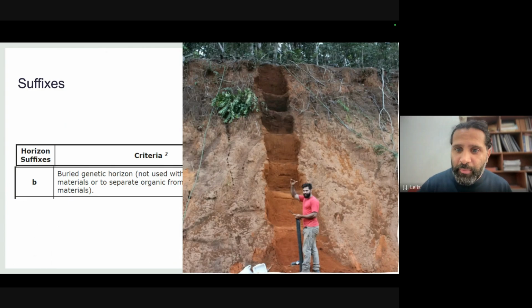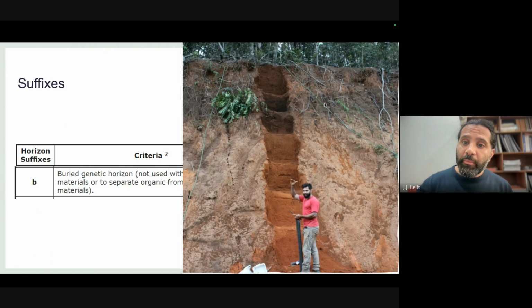And this photo will be much easier. In the past, I described this soil profile, and you can see very, very easily here a darker color than the surface. So this is a buried horizon. It is a buried A horizon. So in this case, I will use the capital A, and the B as a suffix. The AB in this case means that this dark horizon was a horizon in the past.